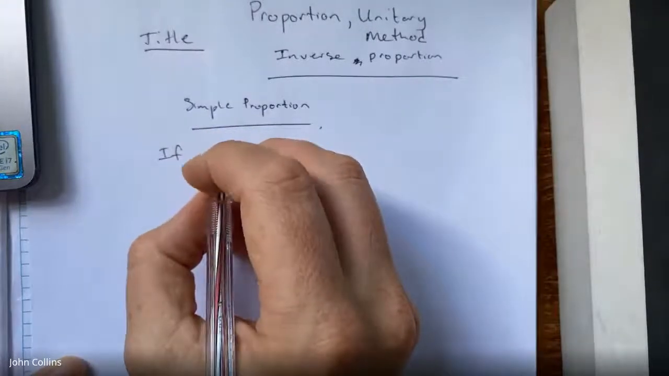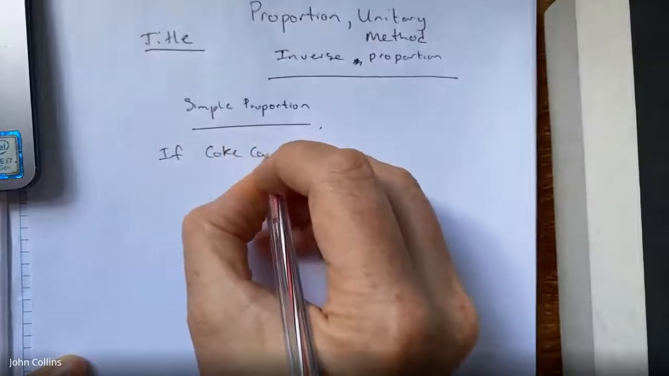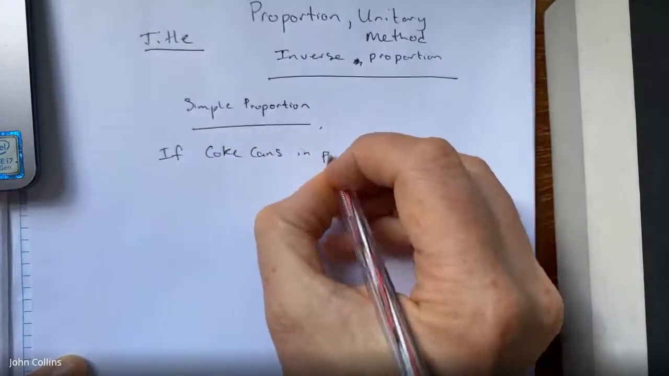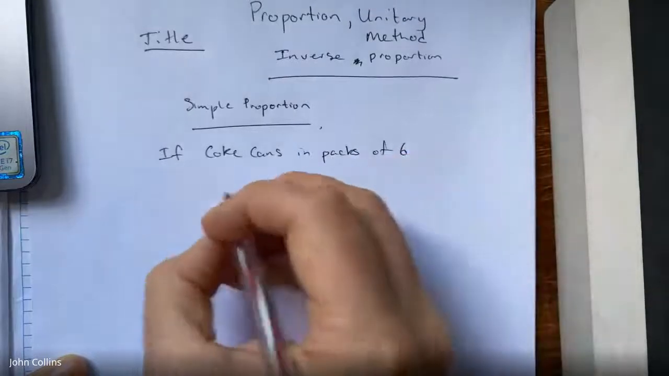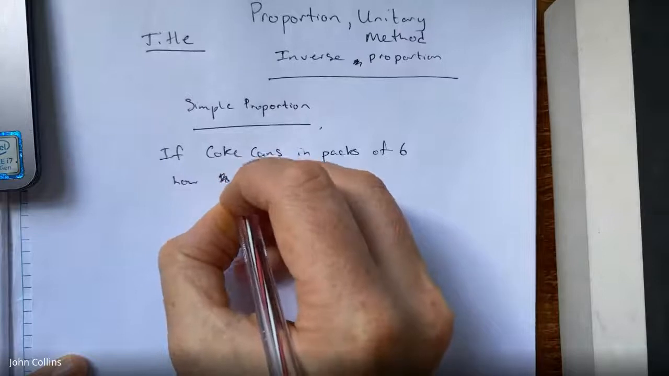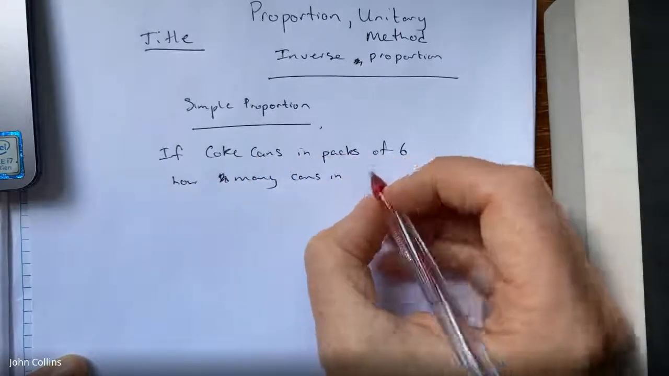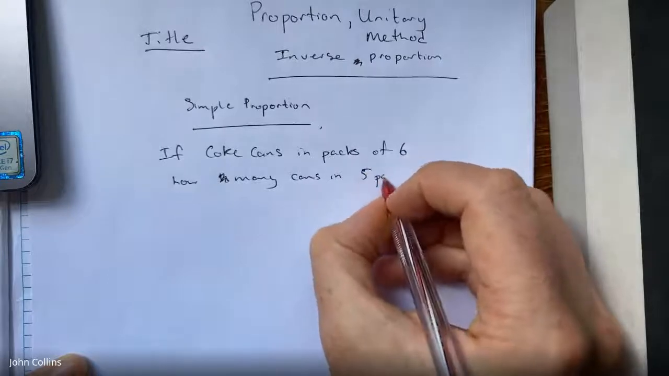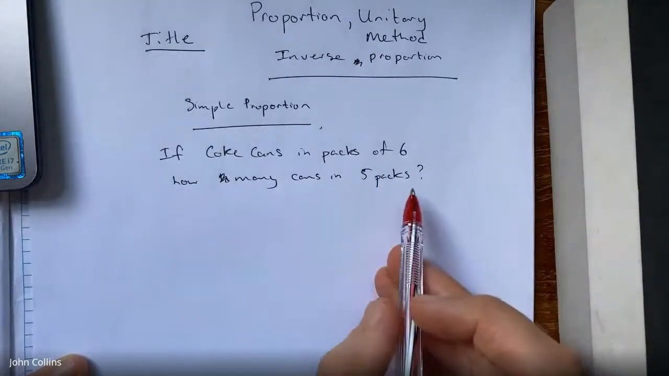If I had Coke cans in packs of 6, how many cans in 5 packs? That'd be an example of a very simple proportion question.